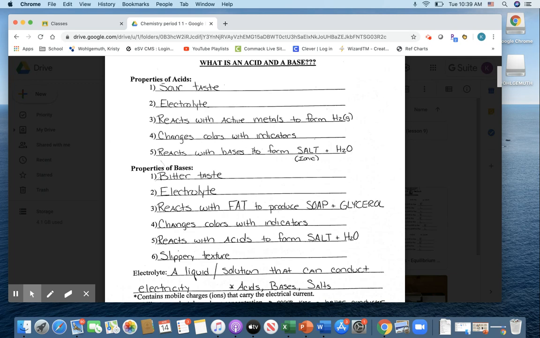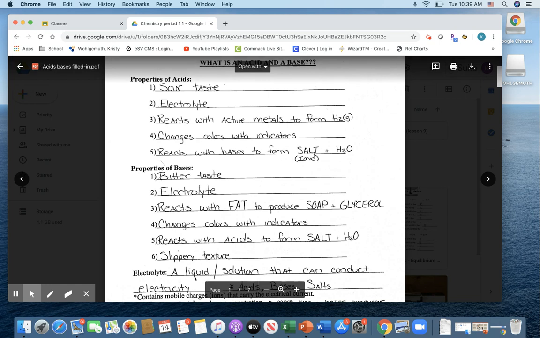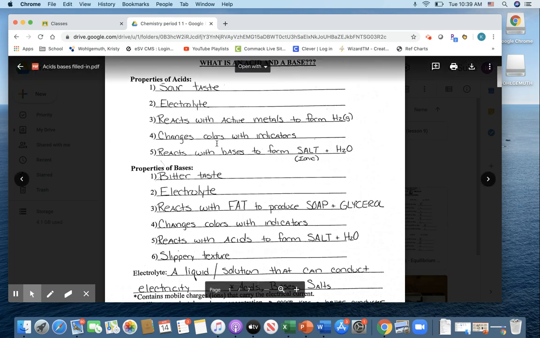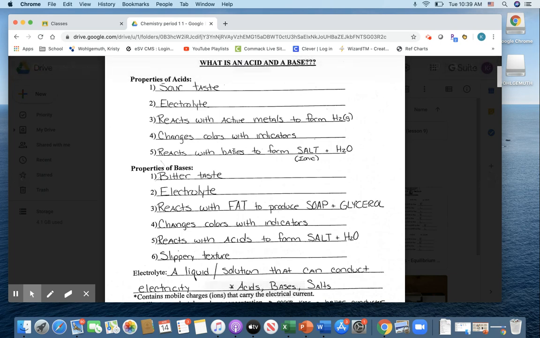And another reaction: acids react with bases to form salt and water. What I'd like you to write down for this, and it's also the same with number 5 under bases, is that this is called a neutralization reaction. Okay, an acid plus a base produces salt and water. And this is something we will see later on in the notes again, but this is called a neutralization reaction.